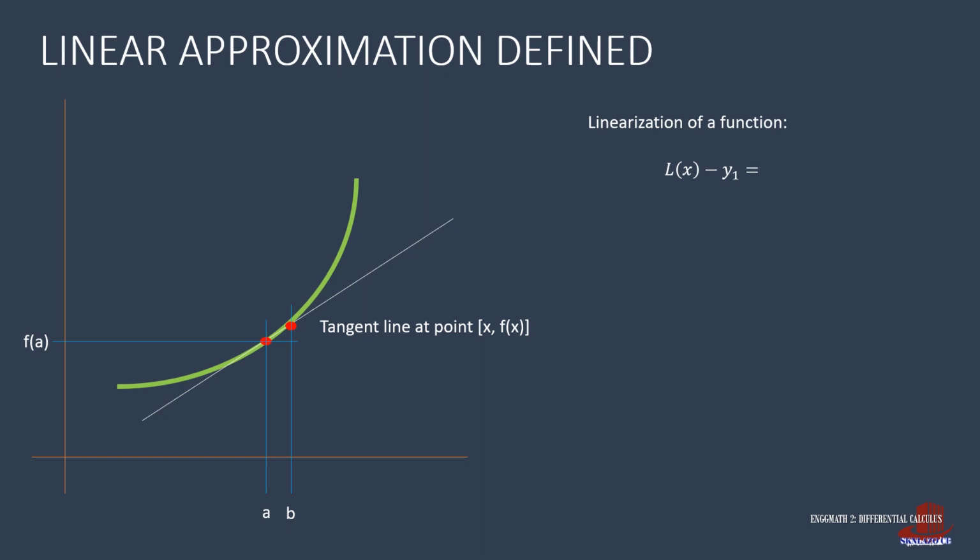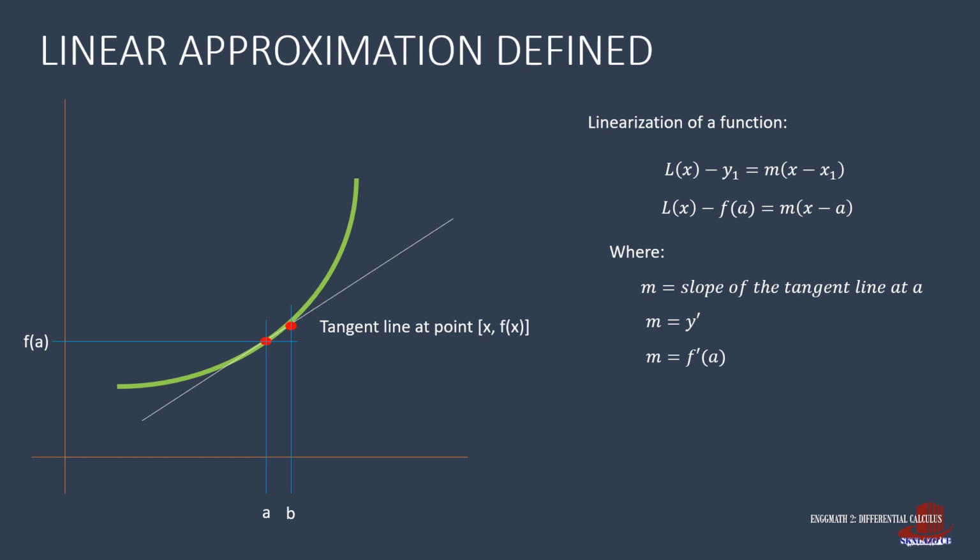To come up with a general formula for the linearization of the function, where we have L of x minus y sub 1 is equal to m times x minus x1, from the last derivation earlier, we note that y1 is f of a, and x1 is a. The last parameter to work on is the slope of the tangent line at a, denoted as m. In calculus, m is taken as dy all over dx, simplified as y prime. And going back to the graph, we get y as f of a, so we can say that y prime is f prime of a.